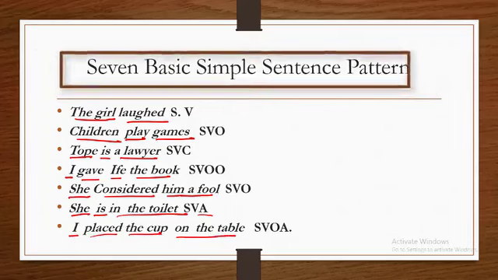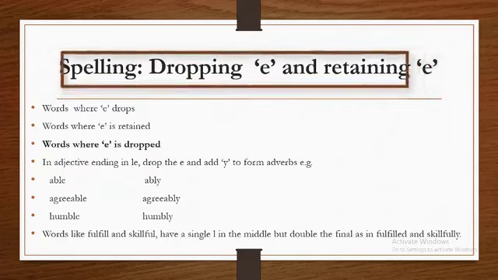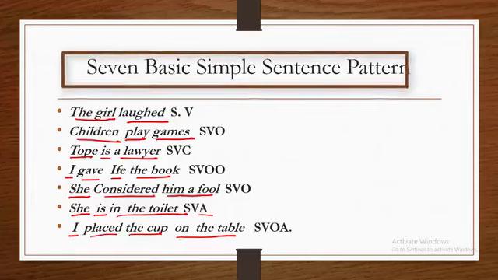So, we have analyzed the seven basic sentence patterns: SV, SVO, SVC, SVOO, SVOC, SVA, and SVOA. These are the seven basic simple sentence patterns.